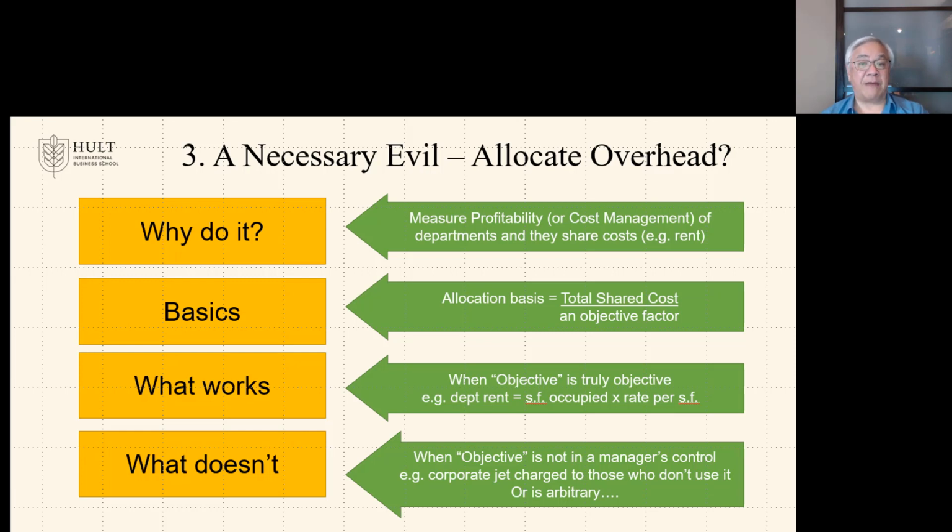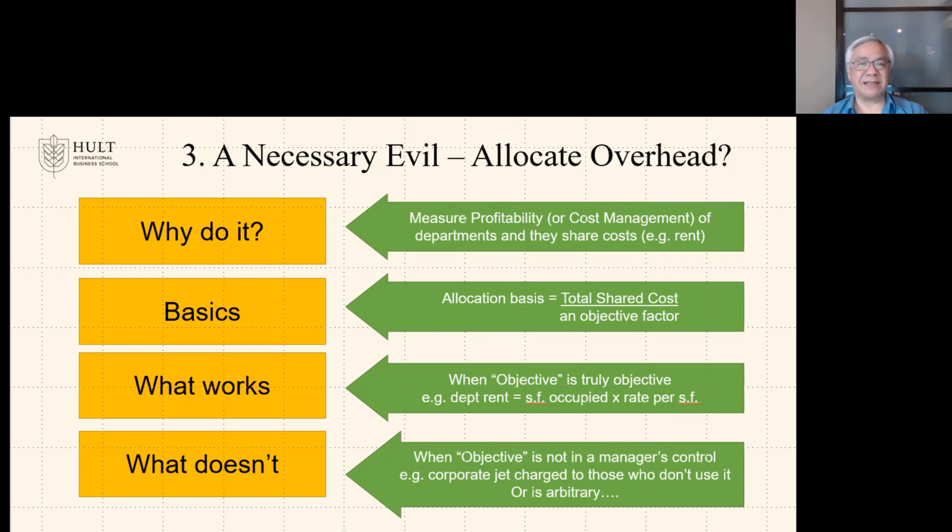And in order to do that, we have to capture the cost that is involved in a product or the cost that's involved in a division. That's why we need to do it. It's not just to keep accountants fully employed. Then the basics are, it sounds simple, right?